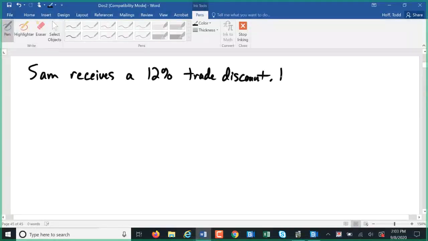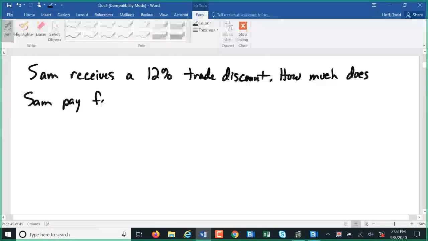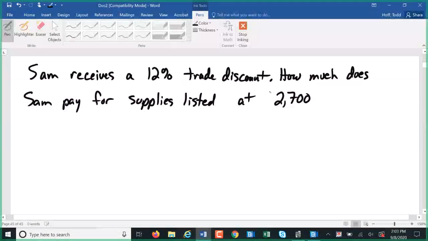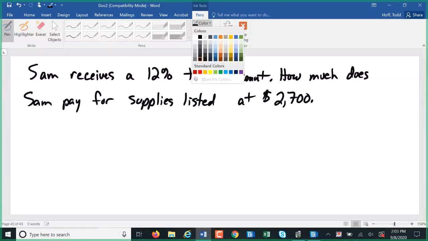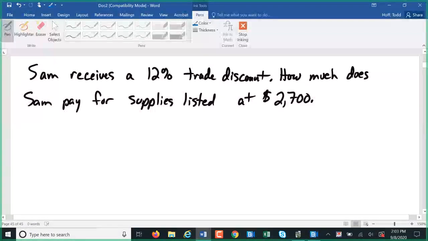So we ask, how much does Sam pay for supplies listed at $2,700? So now listed means list price. List price is the price that anybody off the street would pay for those items if they purchase from that supplier. So we have the 12% here.